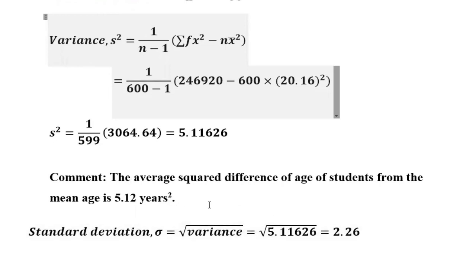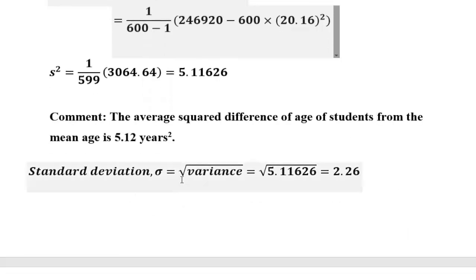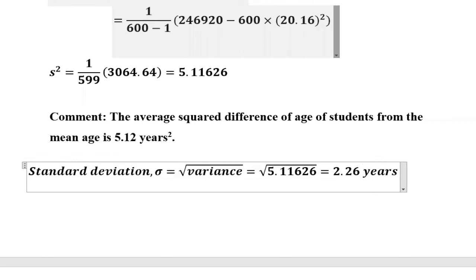For this reason you mostly use the standard deviation, which is the absolute difference. So let us calculate the standard deviation. Just take the square root of the variance. You have the variance 5.11626 and you will get 2.26. You can write it in years, because indirectly you can write in years. So we got the standard deviation 2.26 years.